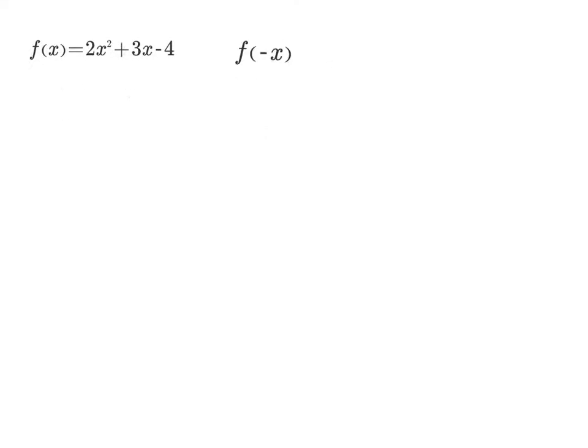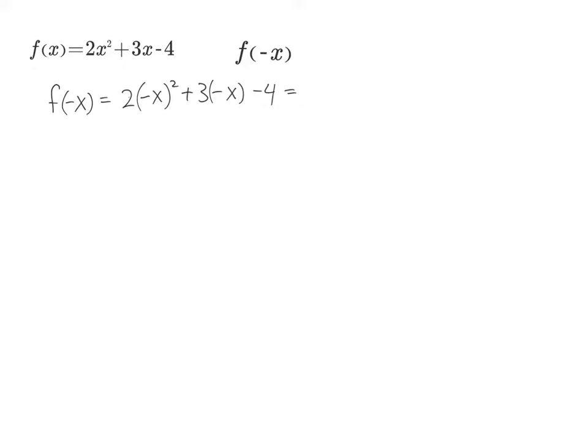For this one, we're going to do f of negative x. So f of negative x, anytime I see an x, I'm going to put in a negative x this time. So we get 2 multiplied by negative x squared, make sure you put the parentheses because the whole thing needs to get squared, plus 3 times negative x minus 4. Now when I simplify it, negative x times negative x is going to be x squared, because x times x is x squared, and then negative times a negative is positive.